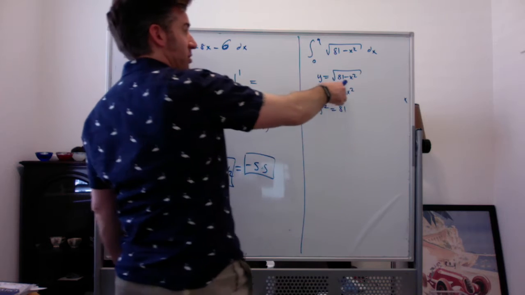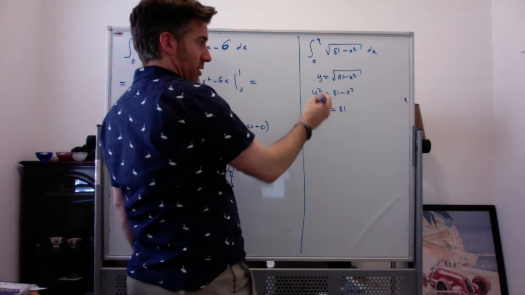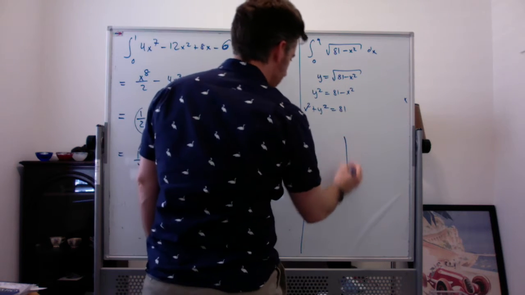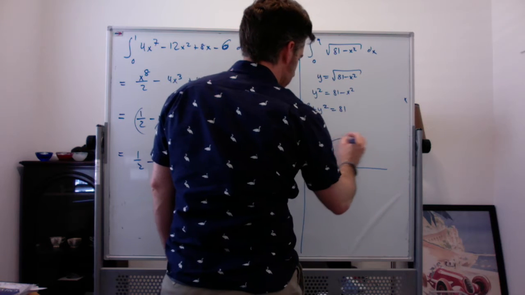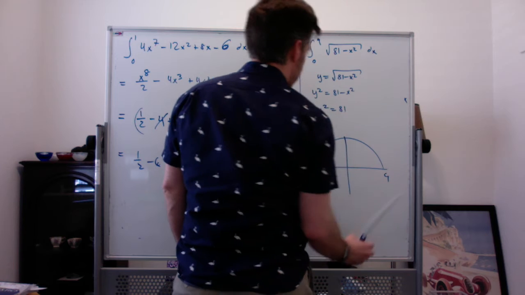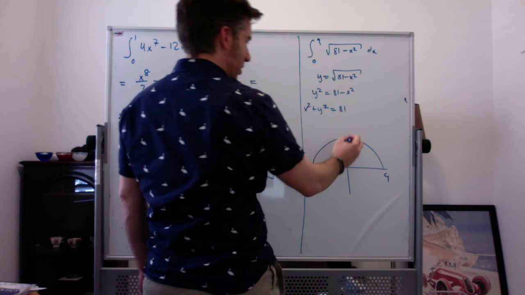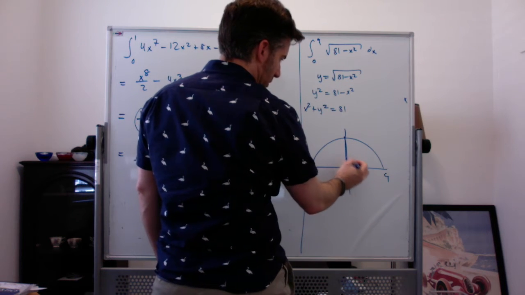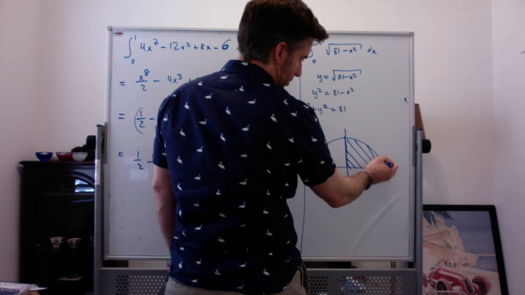But if y equals the square root of this, it's only the positive parts, right? Or y has to be positive, so it's the top half. So I'm at the top half of the circle. But I'm only going from 0 to 9, so I'm starting at x equals 0, and I'm only going all the way over to x equals 9.